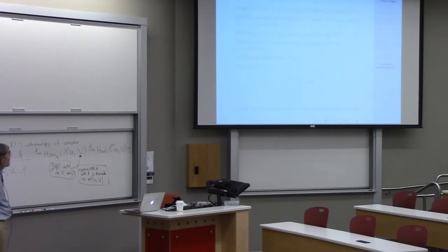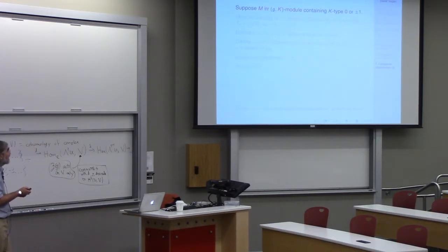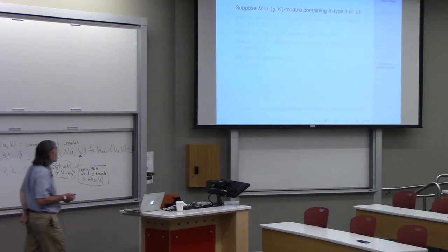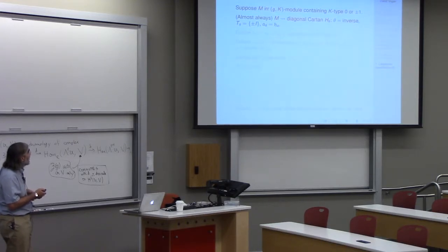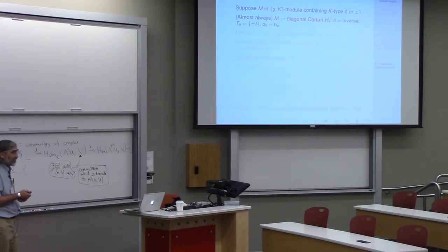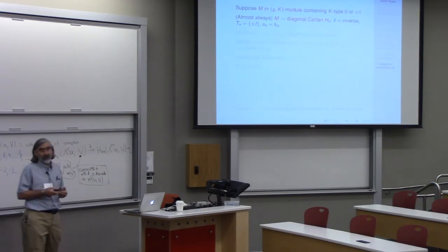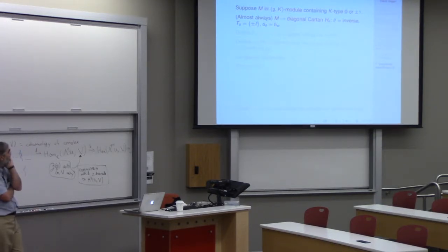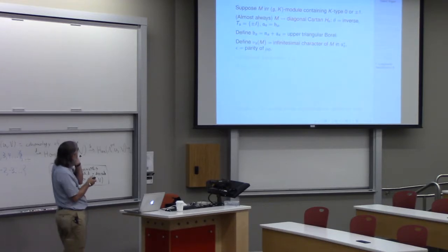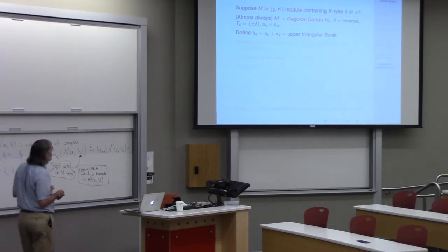So that's another slide. Suppose you've got now a module which contains this SO2 type, either the trivial one or plus or minus one. What I'm going to do is attach to M a Langlands parameter on the split Cartan subgroup, so diagonal matrices in SL2, where theta is acting by inversion. This is the x equals 2 case from Atlas. And I'll use the upper triangular Borel subalgebra.